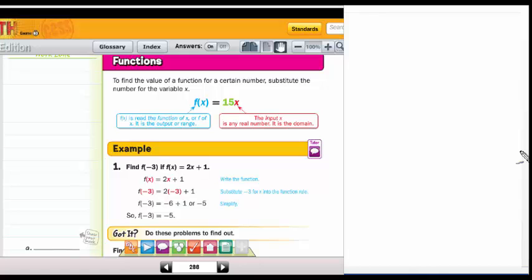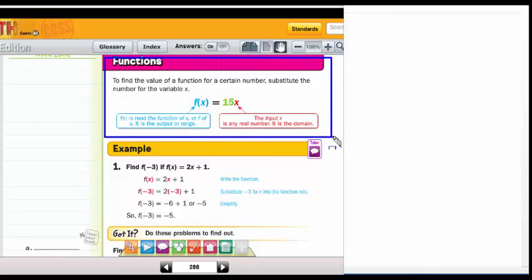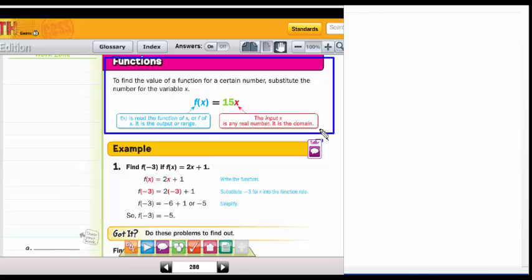Here are your examples for Lesson 3 in Chapter 4, Functions. Functions is a new term, so the first thing I would like you to do is put something about this in your notes, this table right here. Functions. To find the value of a function for a certain number, substitute the number for the variable x.